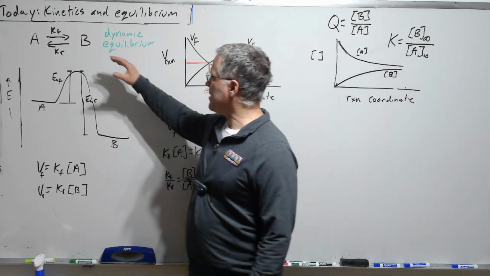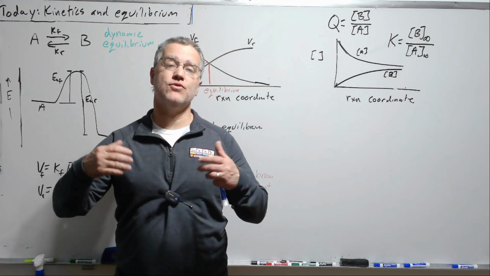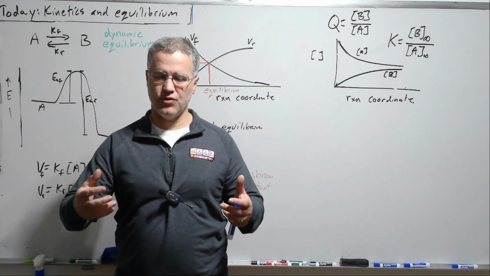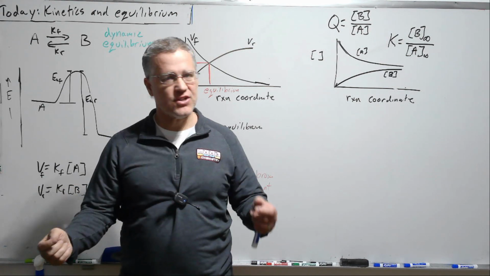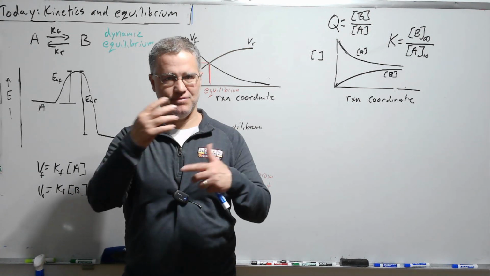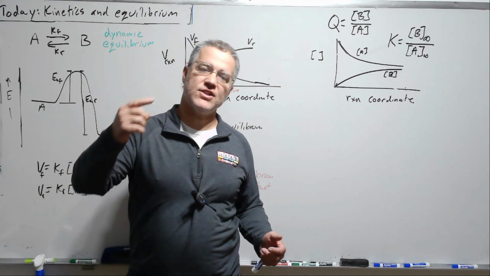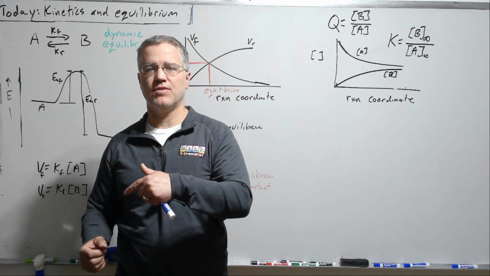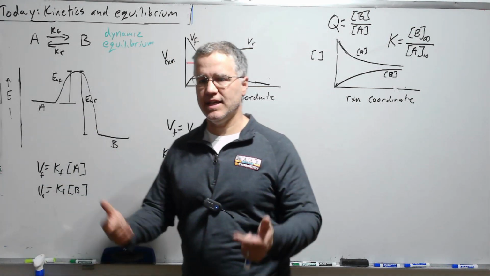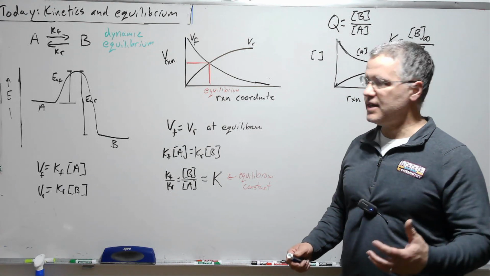So a chemical reaction is one that comes to a dynamic equilibrium. So it isn't like the reaction stops at equilibrium. The reaction goes just as much as when it's out of equilibrium. It's just that the reaction in the forward direction is equal to the reaction in the backwards direction. And so let's see this play itself out in terms of what we've been talking about lately with kinetics.